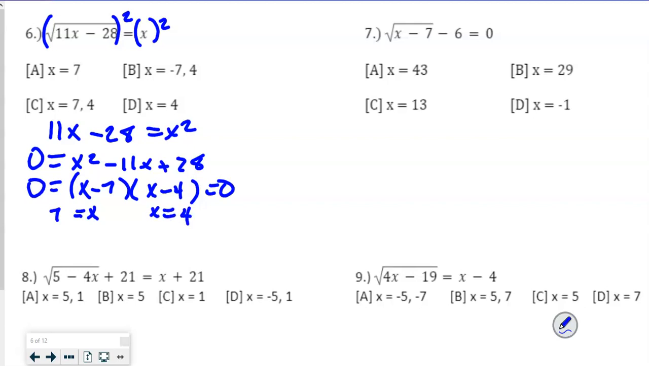Okay. So mind you, we got to put both of these back up in there and check them. Okay. So 11 times 7 is 77. 77 minus 28 is 49. The square root of 49 is 7, and that equals 7. Okay. Here, 11 times 4 is 44. 44 minus 28 is 16. The square root of 16 is 4. So 4 equals 4. So once again, let me show you how to do this in Desmos.